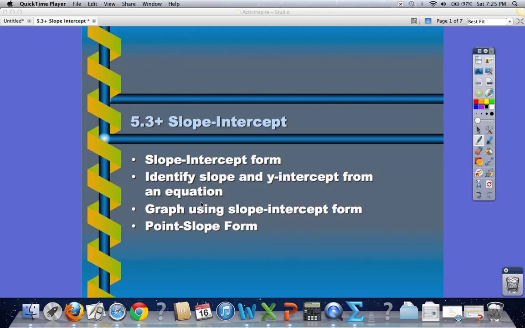We're going to graph using that slope-intercept form, and we also will be using point-slope form when we don't have the slope and we have to find it. All right, so let's get started.